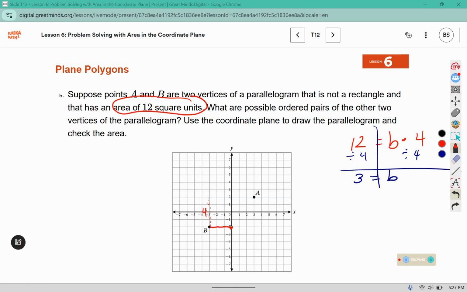So I'm going to put a point here at the ordered pair (0, -2), and I'm going to connect to this piece, and I'm creating another one that has a 3 across, which is the point (0, 2). Then a 3 as a base and a 4 tall gives me an area of 12.